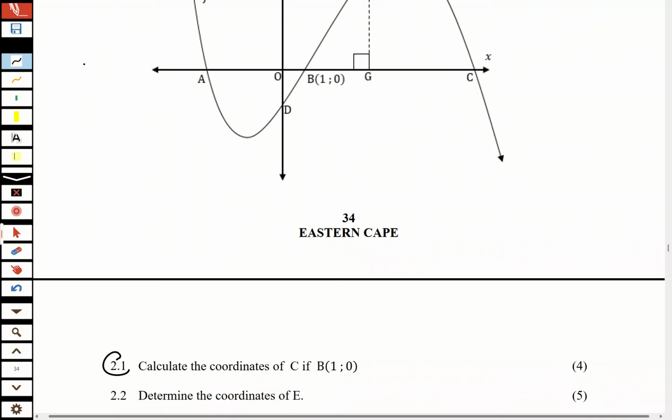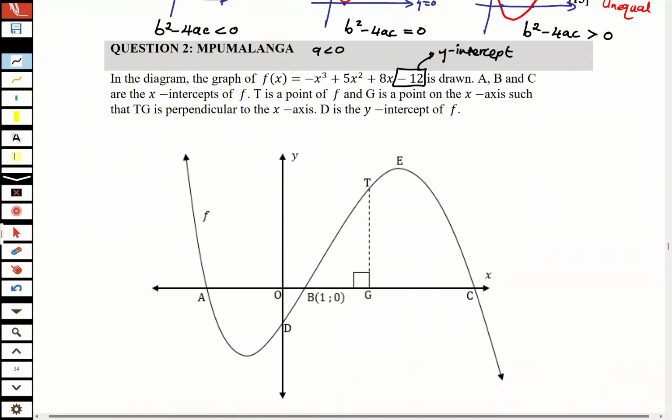Remember your original function. First, let me write down your original function. Let me see where I can check this. Remember, we need to calculate C. So you are given f of x, which is simply negative x cubed plus 5x squared plus 8x minus 12.